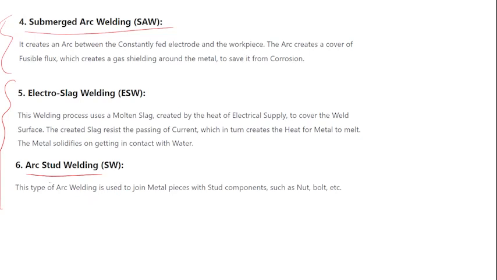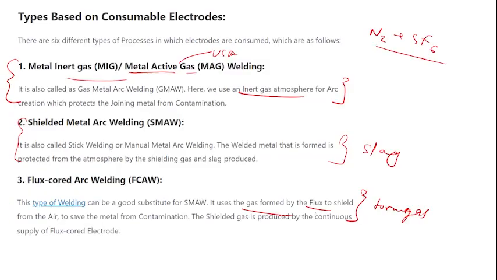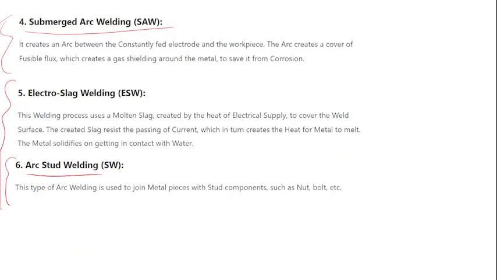We are joining the metal pieces with the stud component. Suppose there is some nut or bolt, so just to weld with the help of that, we are using arc stud welding. Then the electroslag welding: there will be a molten slag that is created by the heat of electrical supply to cover the weld surface. So all of these are kinds of metal arc welding which use consumable electrodes. The working of them is almost the same. So you should know by the name, and a few we will see later on.